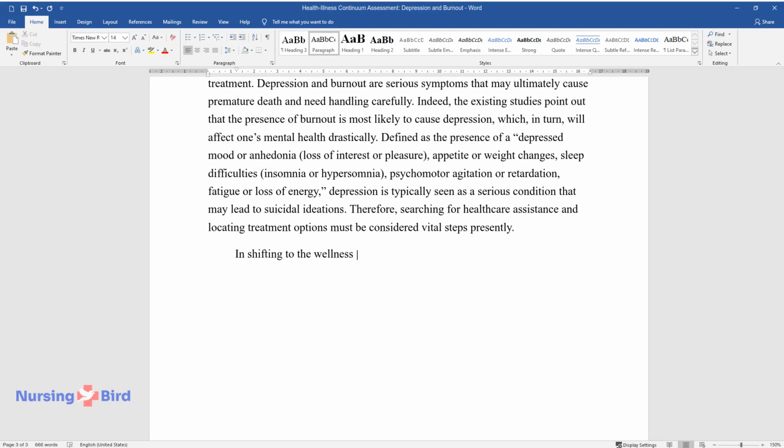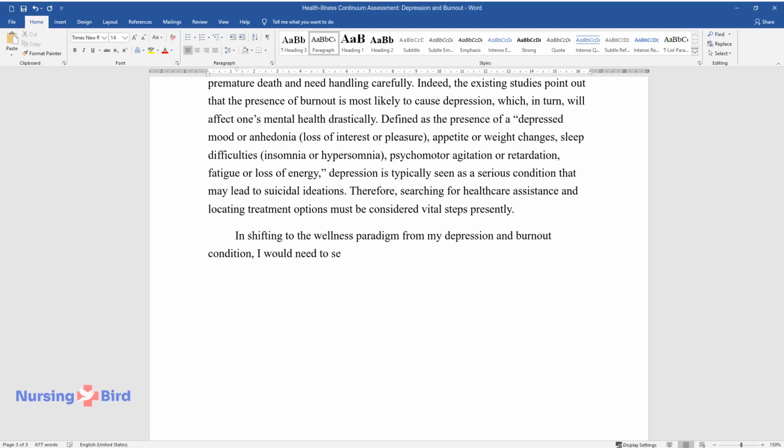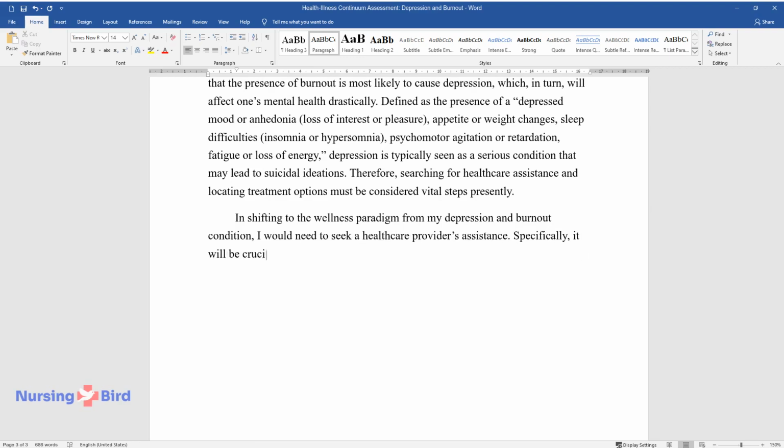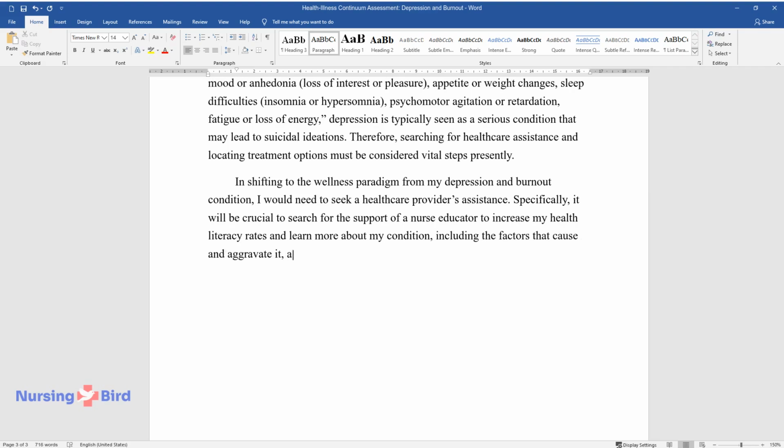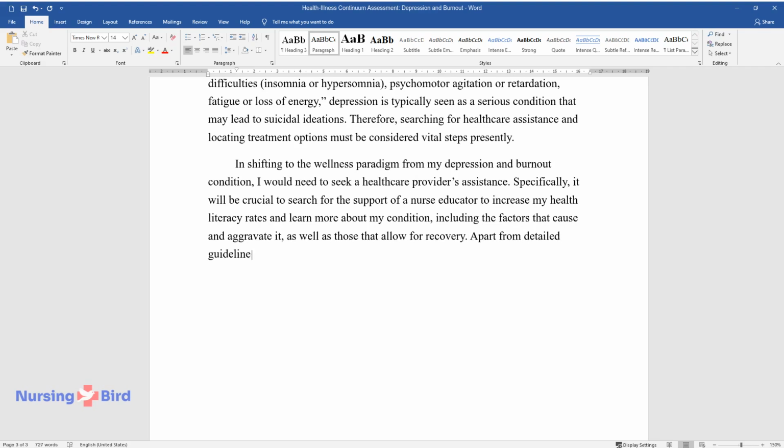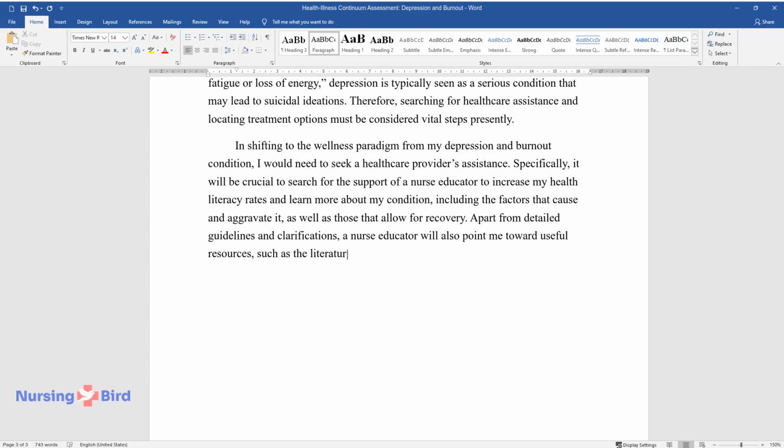In shifting to the wellness paradigm from my depression and burnout condition, I would need to seek a healthcare provider's assistance. Specifically, it will be crucial to search for the support of a nurse educator to increase my health literacy rates and learn more about my condition, including the factors that cause and aggravate it, as well as those that allow for recovery. Apart from detailed guidelines and clarifications, a nurse educator will also point me toward useful resources, such as the literature on depression and burnout.